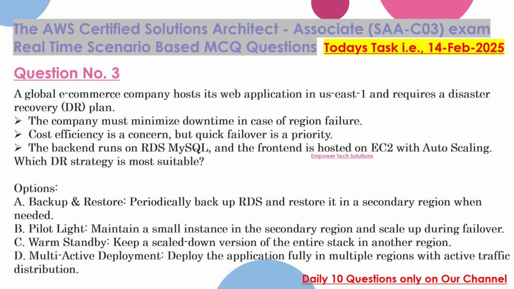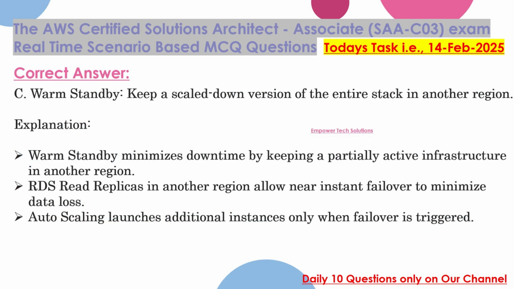Options: A. Backup and restore, periodically back up RDS and restore it in a secondary region when needed. B. Pilot light, maintain a small instance in the secondary region and scale up during failover. C. Warm standby, keep a scaled-down version of the entire stack in another region. D. Multi-active deployment, deploy the application fully in multiple regions with active traffic distribution. Correct answer: C. Warm standby, keep a scaled-down version of the entire stack in another region.